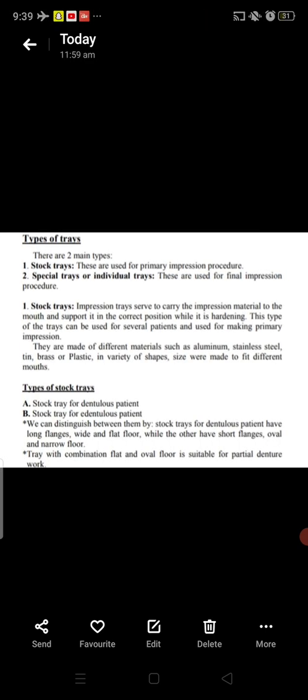A tray with a combination of flat and oval floor is suitable for partial denture work. For partial denture work, we use a tray with a combination of flat and oval floor.